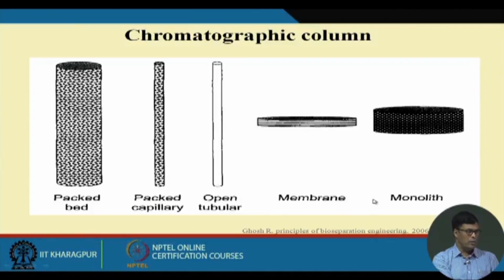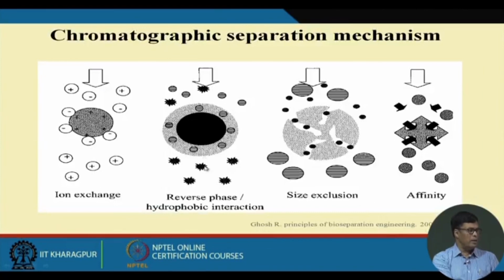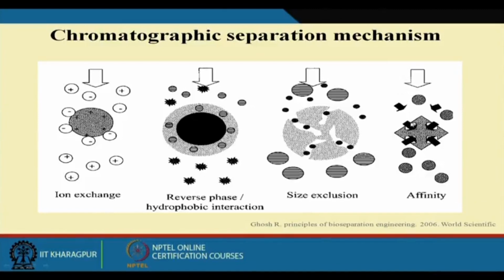Then there is how the particles separate from each other: ion exchange, reverse phase, hydrophobic interaction, size, inclusion, and affinity. These are the different techniques through which particles can be separated from each other. For affinity, suppose the sample contains two types of particles, but your packing material has affinity only for one. The other particles will separate out, and then you use some kind of eluate so that it detaches this one from the solid surface. You get the pure component in your liquid.